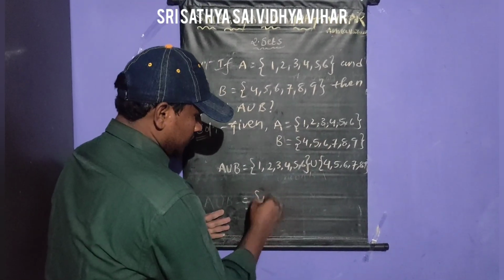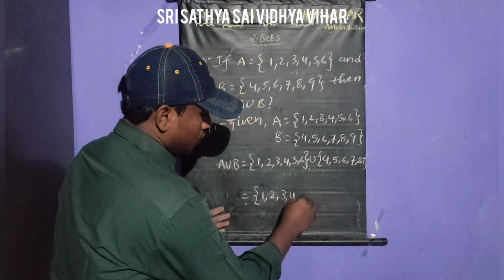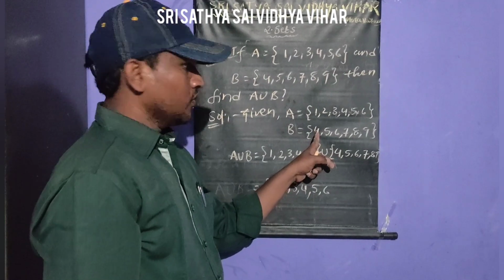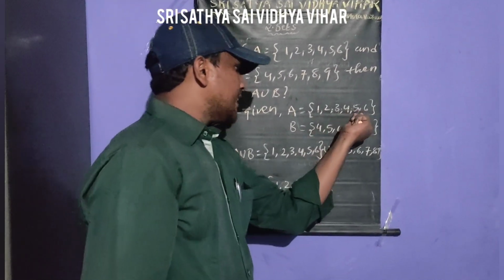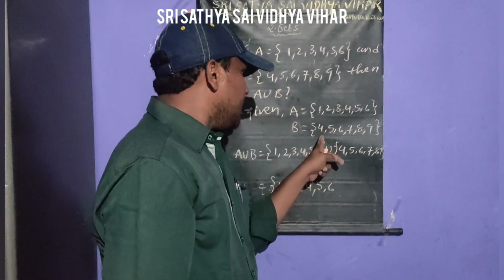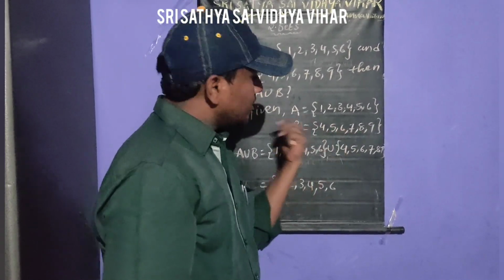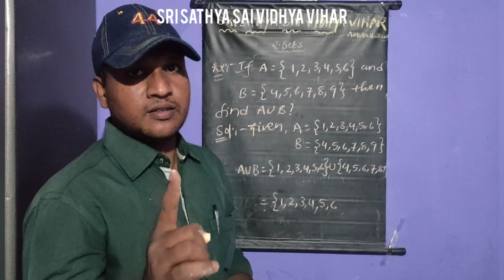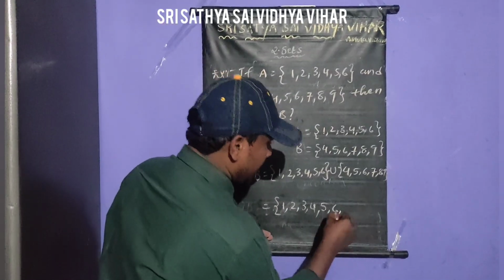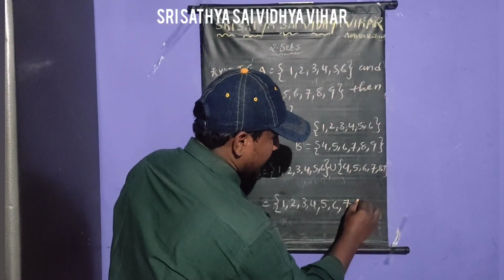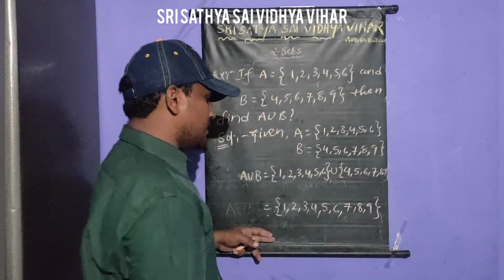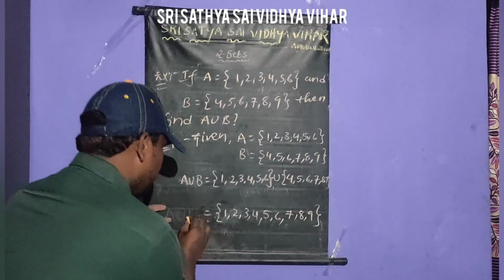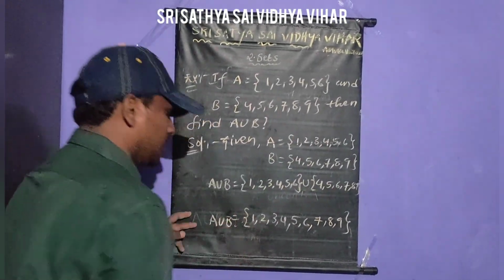A union B, find out. We have 1, 2, 3, 4, 5, 6 already. Here 4 is repeated: 4, 5, 6 are in set A, and 4, 5, 6 are also in set B. Only write them once. Not repeating elements is very important. So what is remaining? 7, 8, 9. That is all the elements in sets A and B. We can write it as A union B.